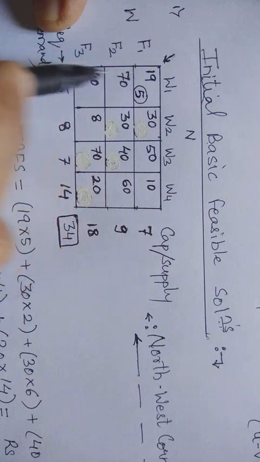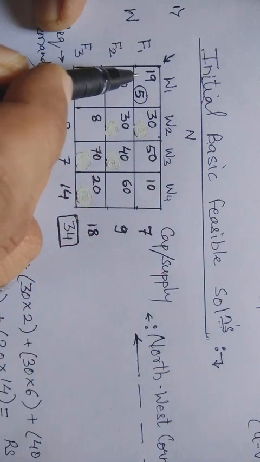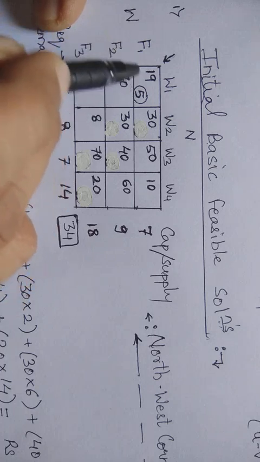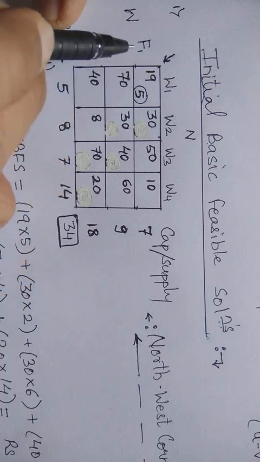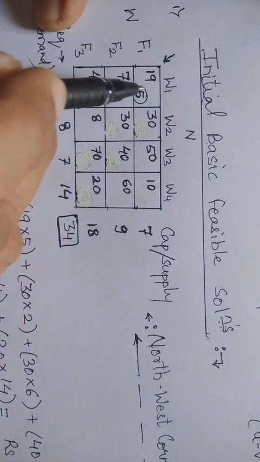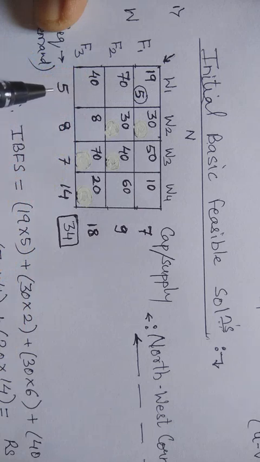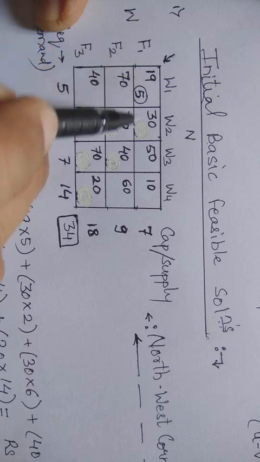Means this cell. In this matrix we have to focus on this cell where the cost is 19 rupees. Now factory 1, see here, first cell means factory 1 has a capacity of 7 units. In this cell W1 is there. W1 has a requirement of 5 units. W1 requires 5 units, whereas factory 1 can supply 7 units.